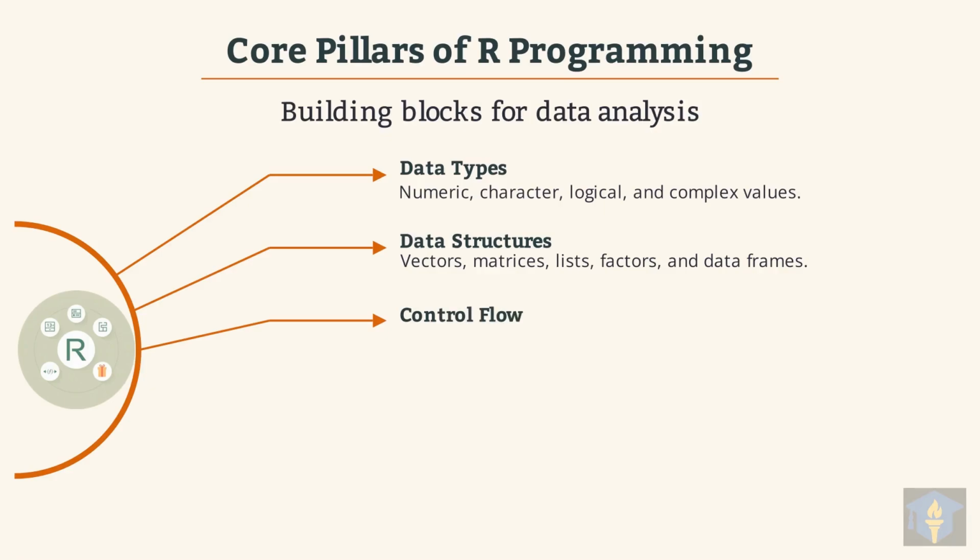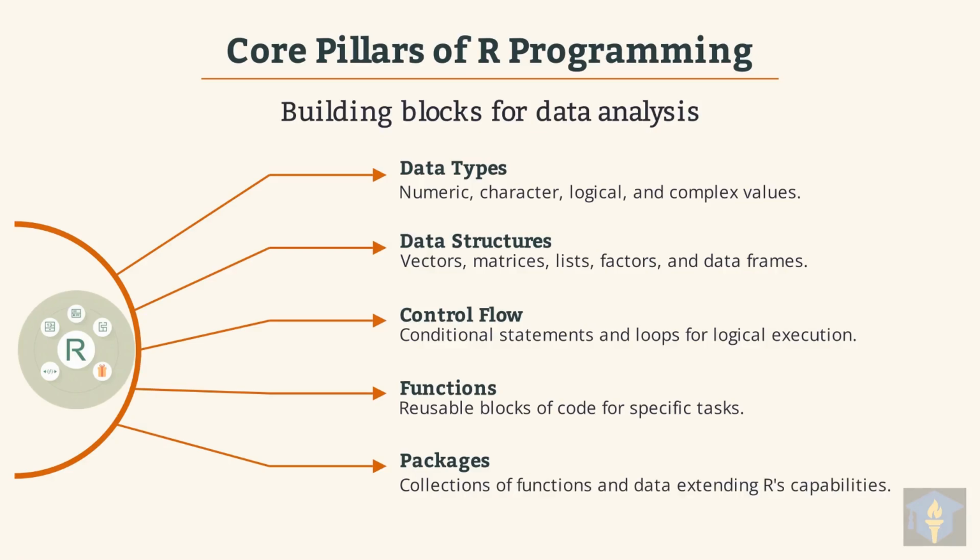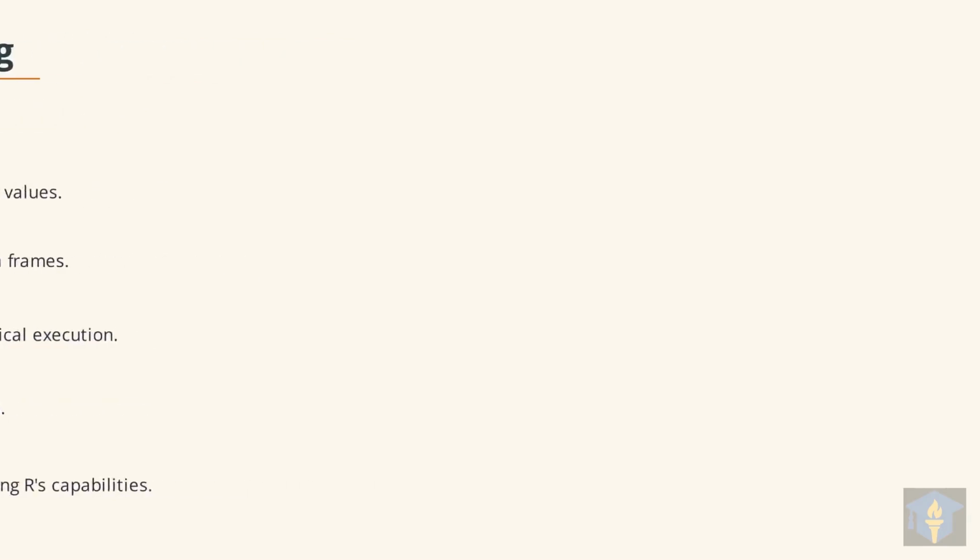Control flow is another pillar, dictating the order in which your code is executed. This involves conditional statements and loops, enabling logical and repetitive execution of code blocks. Functions are also a critical component, allowing you to encapsulate and reuse code. They are reusable blocks of code designed to perform specific tasks, making your scripts more organized and efficient. Finally, we have packages, which significantly extend R's base capabilities. Packages are collections of functions and data that provide specialized tools, greatly enhancing R's analytical power.